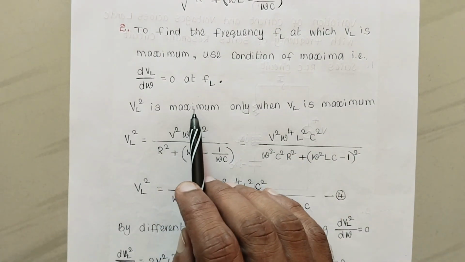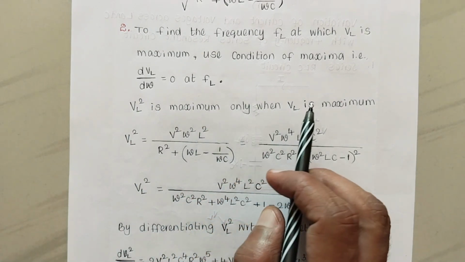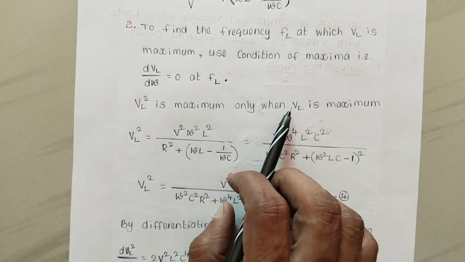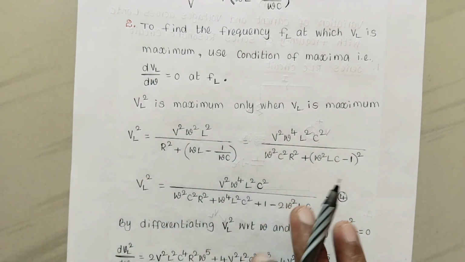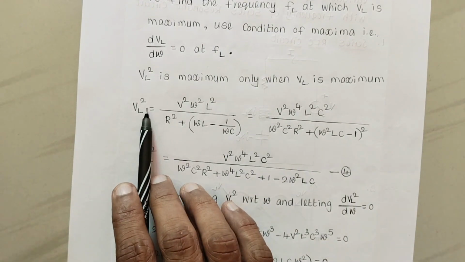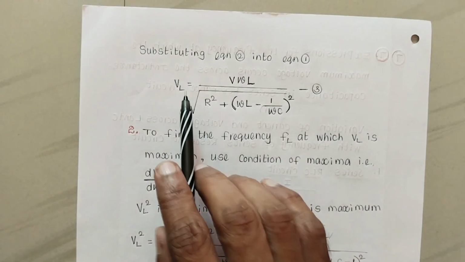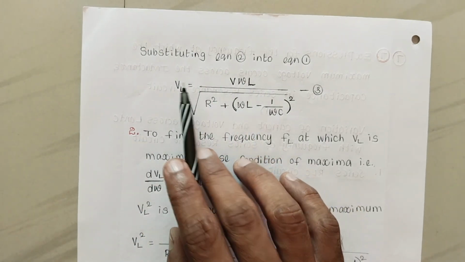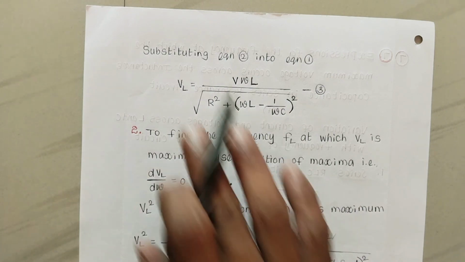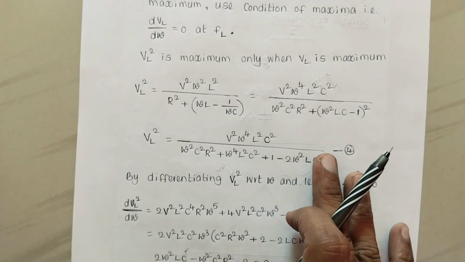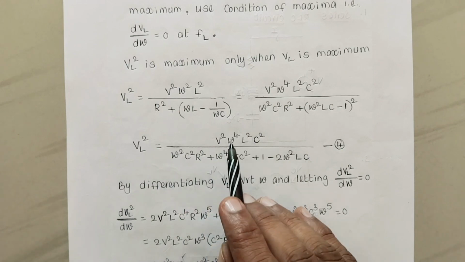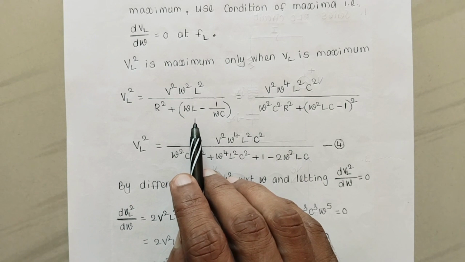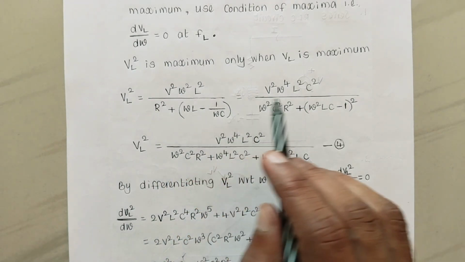VL square is maximum only when VL is maximum. So here we are finding for VL square. When VL is maximum, VL square is also maximum. So VL square equals, from this expression of VL, we are squaring this. We are eliminating the square root by squaring on both sides. So VL square is equal to V square omega square L square by R square plus omega L minus 1 by omega C whole square.